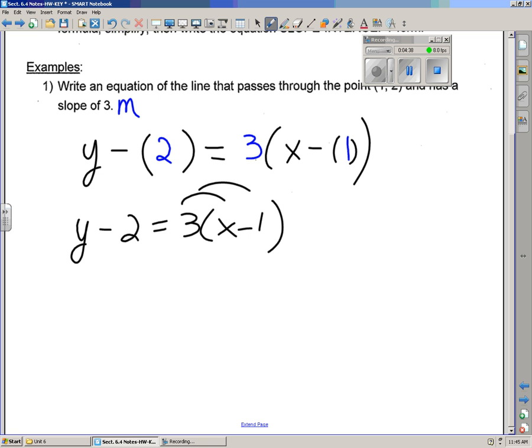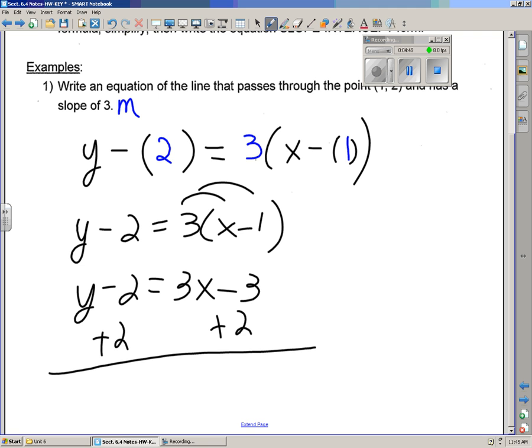Get rid of your parentheses by distributive property. y minus 2 equals 3x minus 3. Add 2 to both sides, and you get your equation, y equals 3x minus 1. And that's where you want it to be. Again, you're plugging in points for the x1, the y1, and the m. You're doing all the math, and you're coming out with an equation back in slope-intercept form.